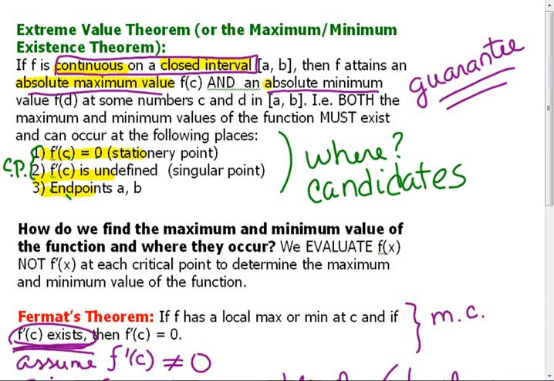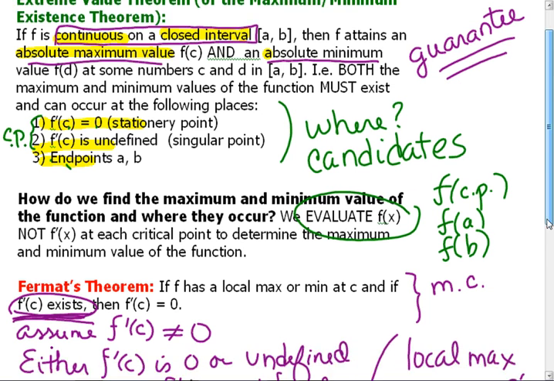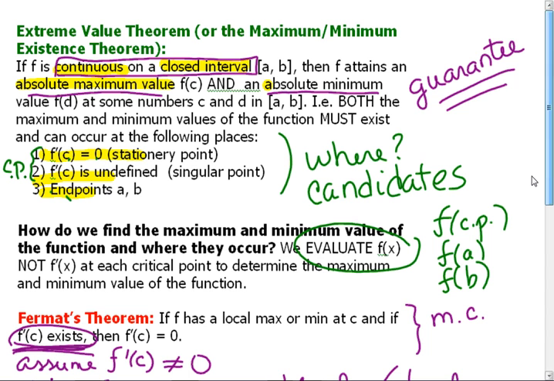These are the candidates. I've got A, B, and C now. How do I know which is the maximum value? Just evaluate it in the function. Don't make it hard. Just evaluate the function at each critical point. We evaluate f of x, not f prime of x, at each critical point. So you'd have to find f of c, those are your critical points, and f of a and f of b. And you'll see which one the maximum is. It's whatever has the maximum value.